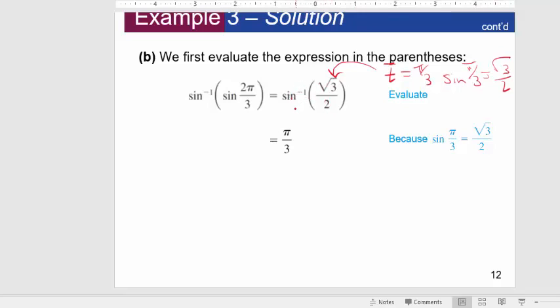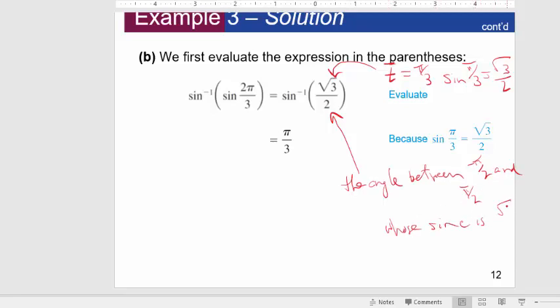And now when we take the inverse sine of radical 3 over 2, we need the angle between negative pi over 2 and positive pi over 2 whose sine is square root of 3 over 2. Which angle between negative pi over 2 and positive pi over 2 has the sine of radical 3 over 2? It's actually what we just did there, right? Pi over 3. It's actually this reference angle, t bar. So we end up getting pi over 3.